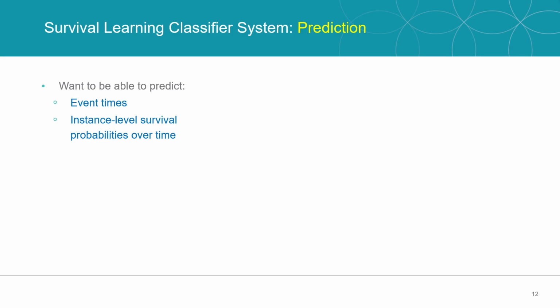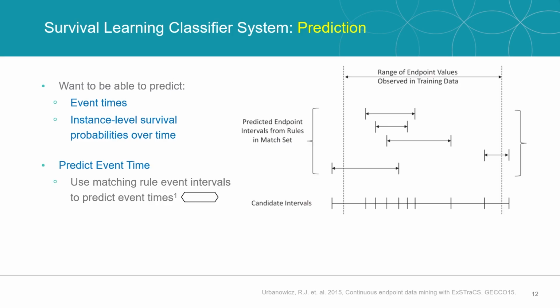Ideally in this study, we wanted to be able to predict event times for a given instance, as well as to output instance-level survival probabilities over time. Or in other words, come up with a survival curve prediction for every new test instance. First, let's look at predicting the event time.